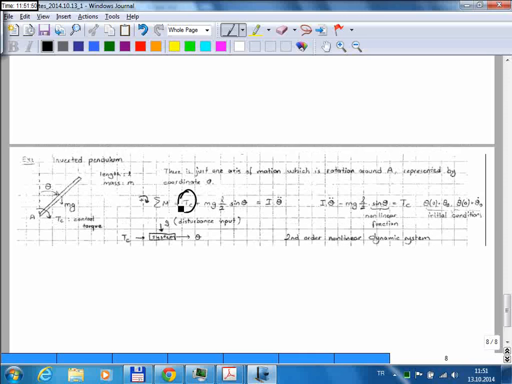So TC, the control torque, and the other moment is the moment due to the weight. So there are just two moments acting on that bar. So the total moment becomes the sum of these two. And on the right hand side we have the mass moment of inertia times the angular acceleration. Okay, so in this case the equation for this system becomes this equation here.